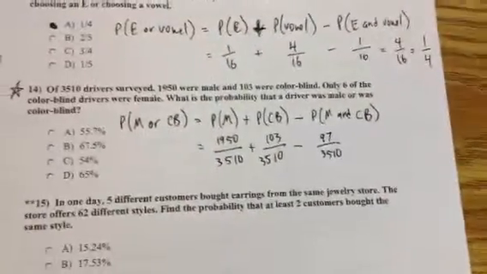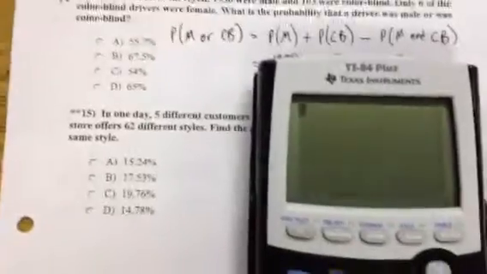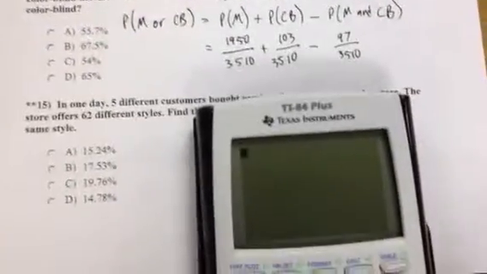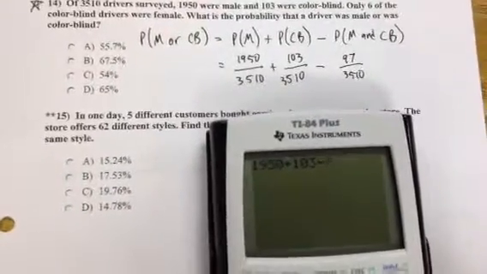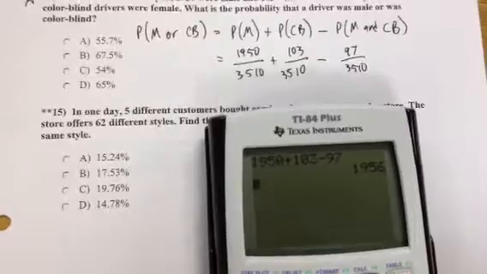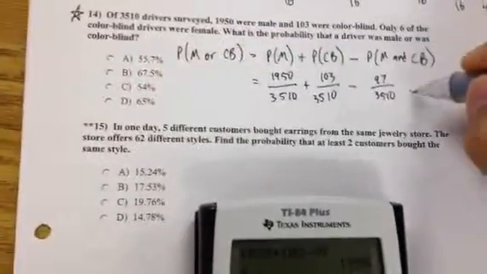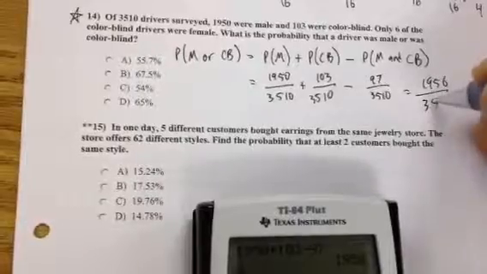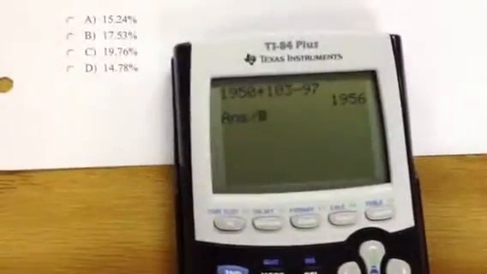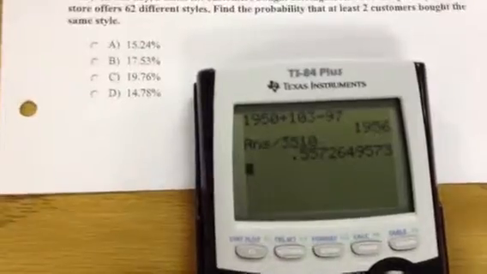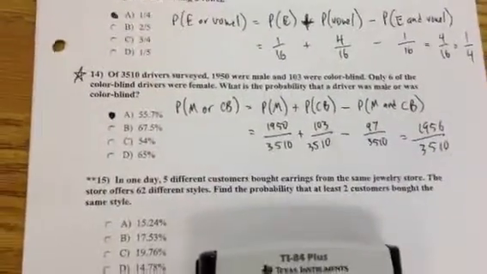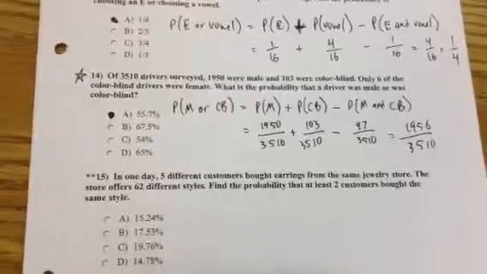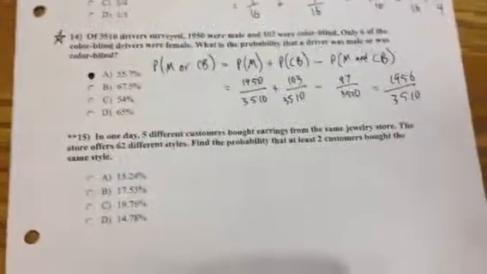So I do some math here real quick on my calculator. I get, what were the numbers here? 1950 plus 103 minus 97. It's 1956. So 1956 over 3,510. Divide that real quick by 3,510. We get 0.557, which is going to be answer choice A. This is a good classic problem, 14, so you should definitely be able to do something like 14. It'll definitely show up on the quiz.